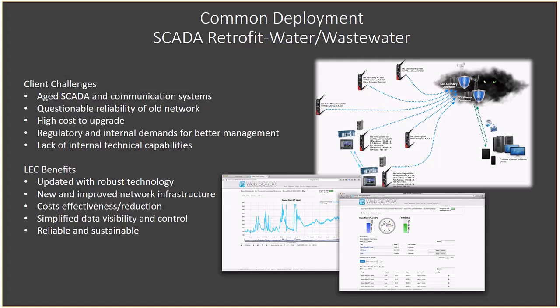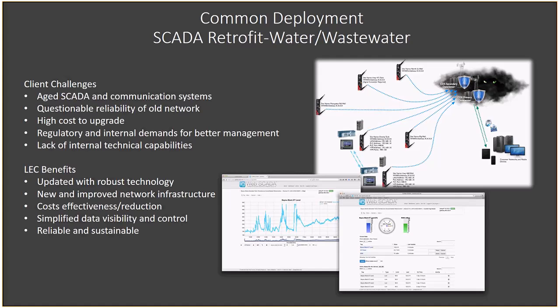Not only that, but we're providing a new and improved network infrastructure. So what they're seeing is increased uptime and availability for monitor and control. We've also increased the cost effectiveness and reduction in operating costs. So in this case, whether it's using less chlorine, providing less truck rolls, these types of systems are really creating some very quick ROI for the end customer.